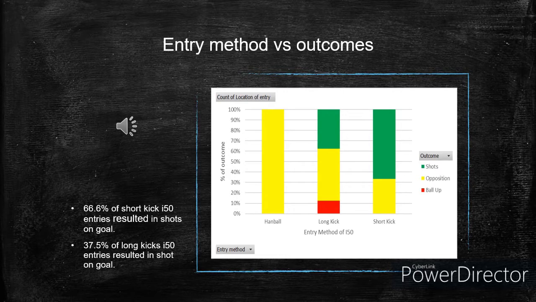Inside 50 entries from short kicks resulted in shots on goal 66.6% of the time, whereas inside 50 entries from long kicks only resulted in shots on goal 37.5% of the time. The one handball entry into inside 50 was turned over and West Coast Eagles won back possession of the ball and cleared the 50-metre arc.